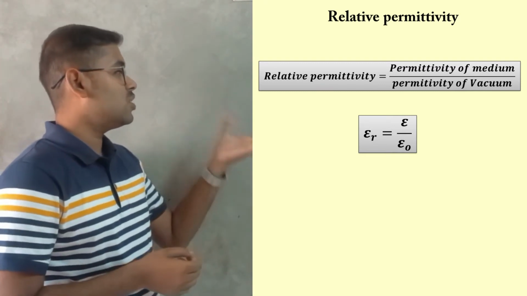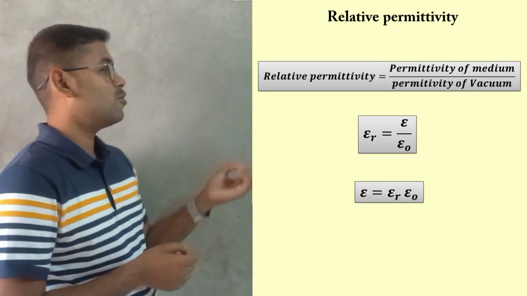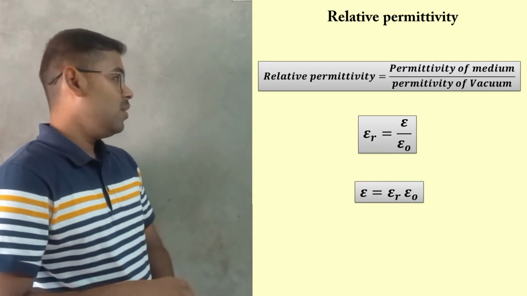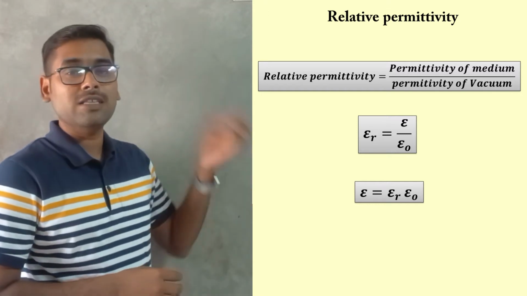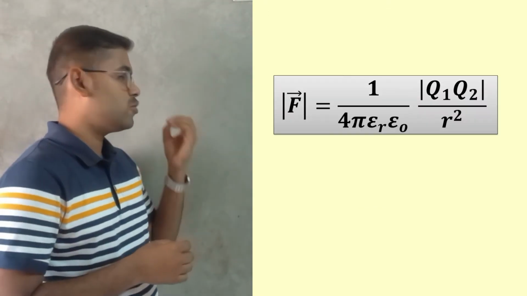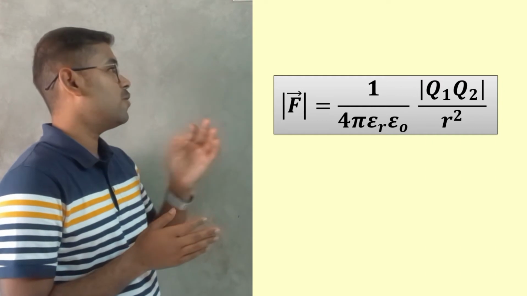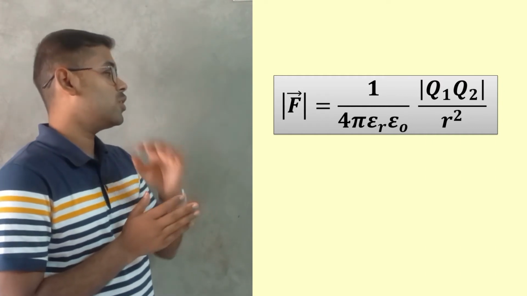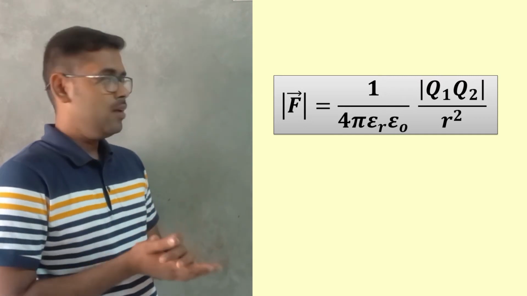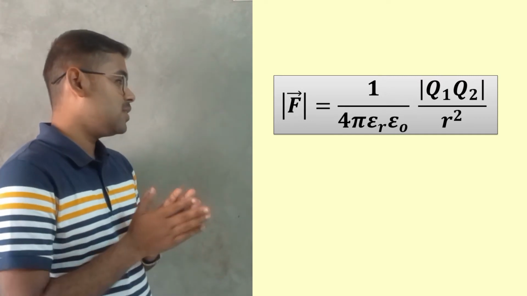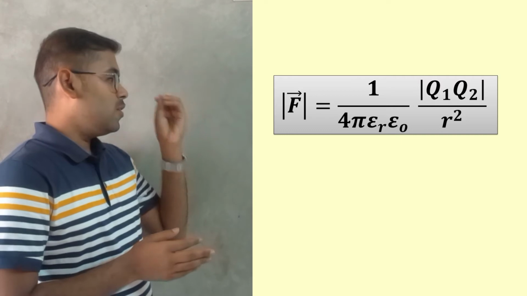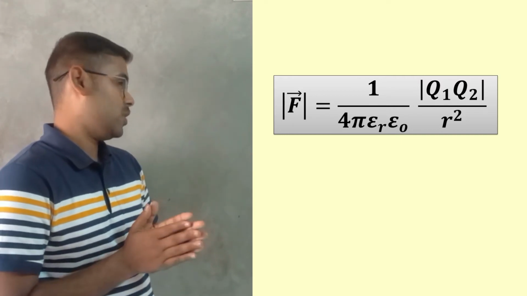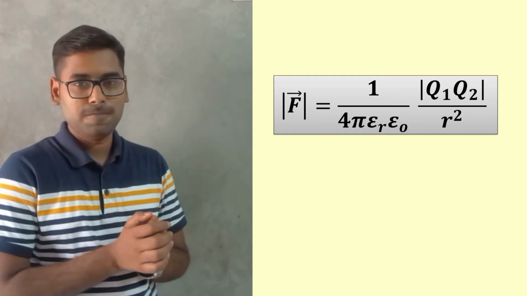Now, rearranging the terms in this expression, we can write epsilon is equal to epsilon r into epsilon naught. Using this value of epsilon in Coulomb's law, we get the magnitude of force F is equal to 1 by 4 pi epsilon r into epsilon naught into mod of q1 q2 divided by r square. Clearly from this expression, if the value of epsilon r is higher, then the force between two point charges will be lower.